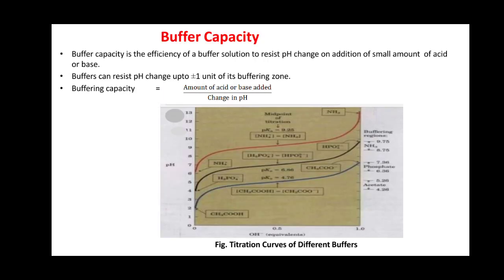So next, the capacity of buffer, we need to know the buffer capacity. It is the efficiency of a buffer solution to resist pH change on addition of a small amount of acid or base. Buffers can resist pH change up to plus or minus 1 unit of its buffering zone. So buffering capacity is defined as the amount of acid or base added divided by the change in pH. So it's called buffering capacity.